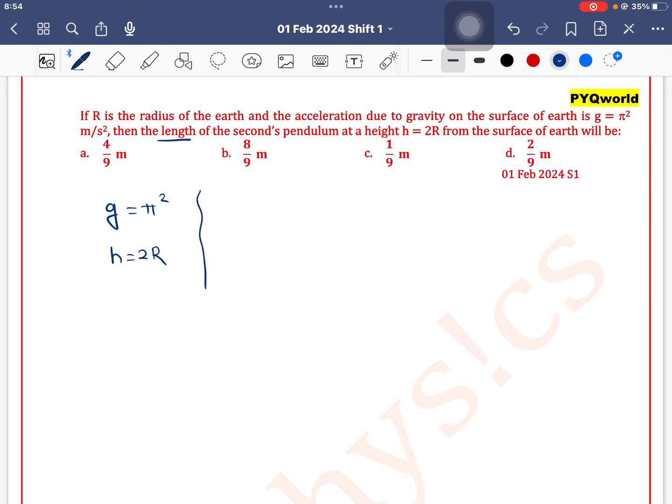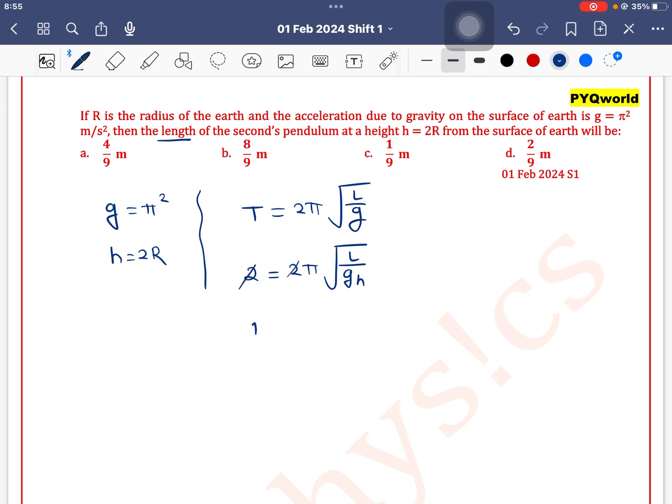So we know that at a height h, the time period of a second pendulum, the formula is 2 pi under root of L by g. Now it is asked to find the length at a height h. So at a particular height, the value of g will change. So if we put the time period of a second pendulum as 2 is equal to 2 pi under root of L by g_h, so this 2 gets cancelled out.